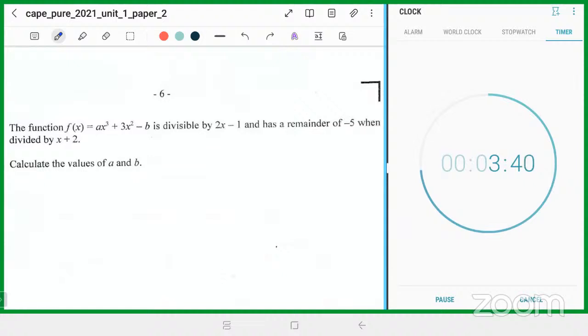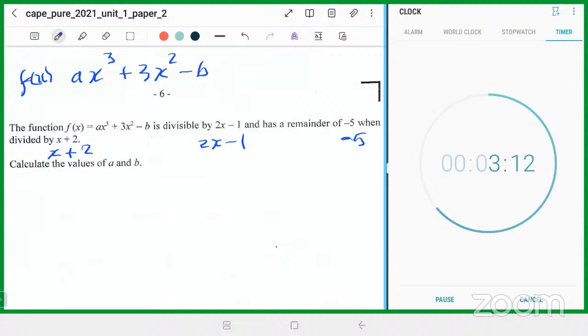You see clearly? Yeah? This is ax cubed plus 3x squared minus b. That's your f of x. Factor right here is 2x minus 1. That's a negative 5. Remainder when the divisor is x plus 2. All right? A negative 5 over here. Try that later. That's the f of x.